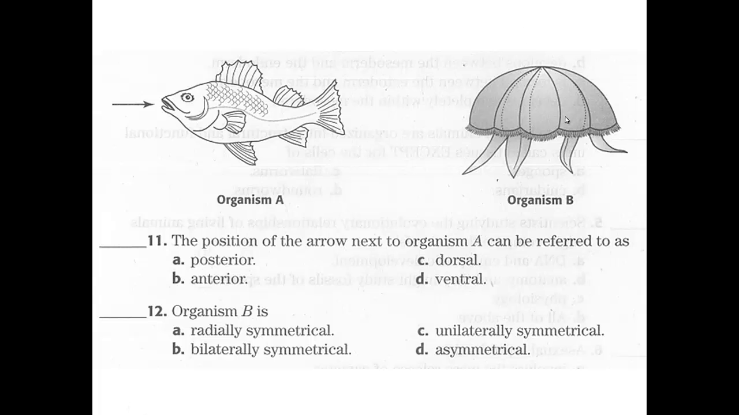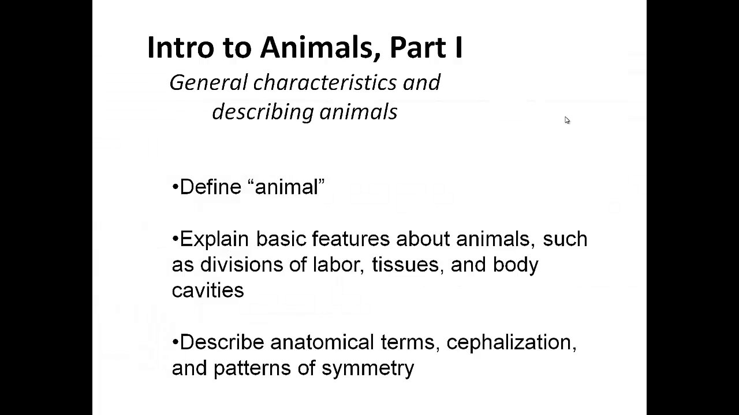Now that you've seen this video, you should be able to define animal, explain basic features, and anatomical terms. Next, you need to take a quiz, and then you're going to be drawing a quadruped and labeling the different parts of it, just like we saw with the pig in this video.